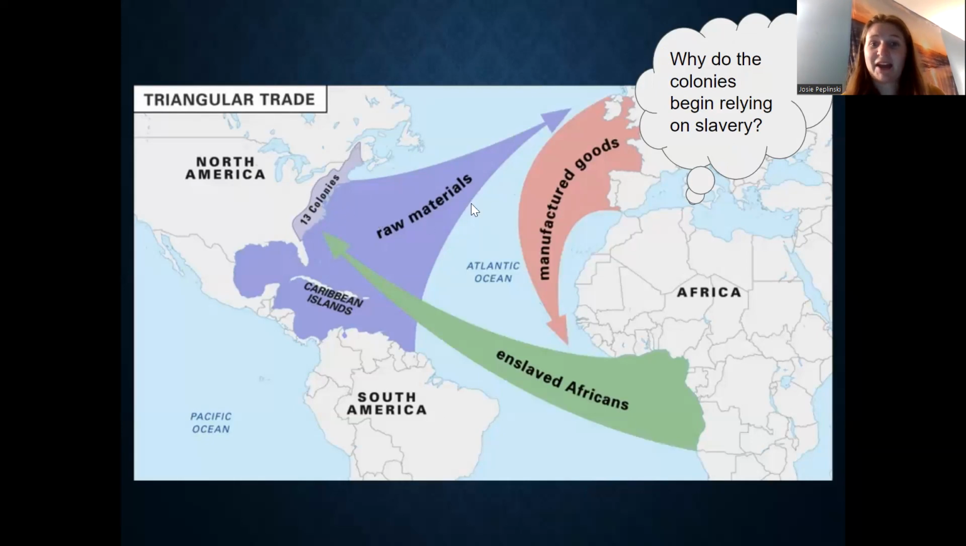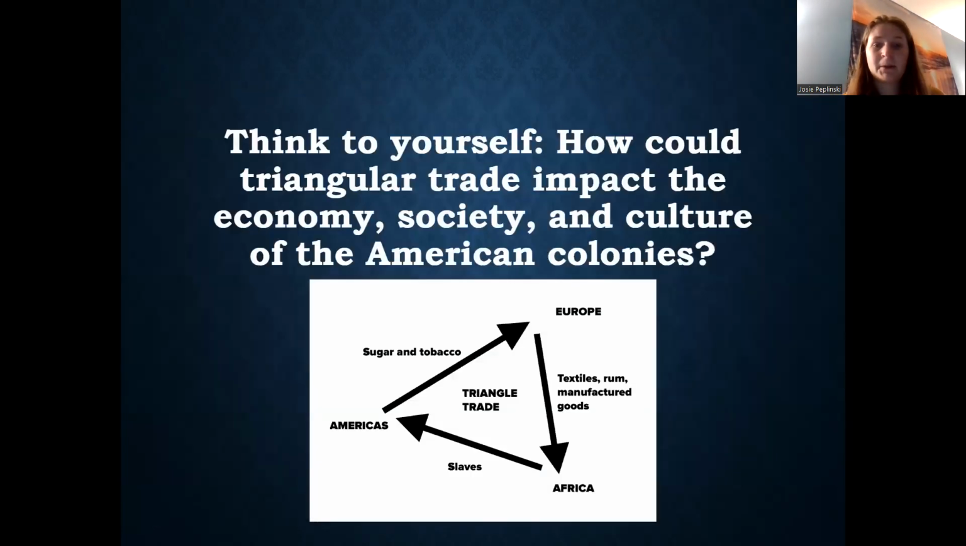The raw materials are coming out of the colonies. The manufactured goods are being distributed throughout whoever would like to buy them. And this is where the triangle comes in, something we haven't talked about yet. Enslaved African people are coming from Africa to the colonies. So the colonies are beginning to rely on slavery in order to produce all of these raw materials effectively that England and other European countries are demanding from their colonies. Triangular trade is very much going to impact the economy, society, and culture of the American colonies.